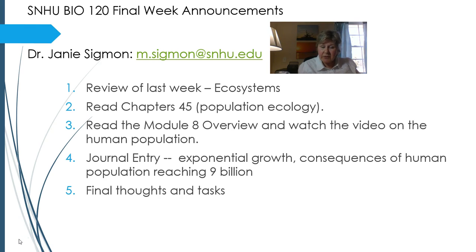This week you need to read chapter 45. There's only one chapter, and it's on population ecology. It's terribly interesting. Predator-prey cycles, exponential growth and how that doesn't occur, K and R selected species. All of that is so interesting and important, especially if you're going into environmental science. So read through that chapter. Watch your Module 8 video and read through your Module 8 overview. The video is tremendous. I just loved it.